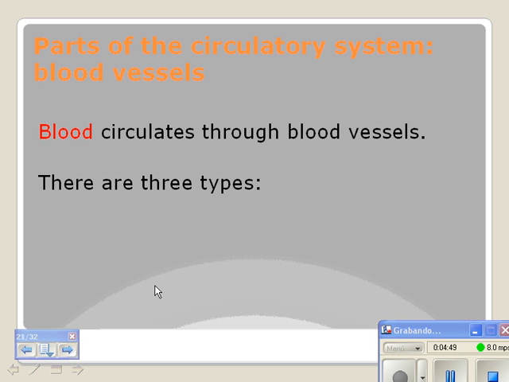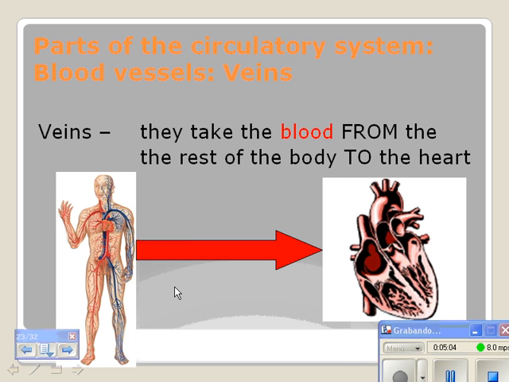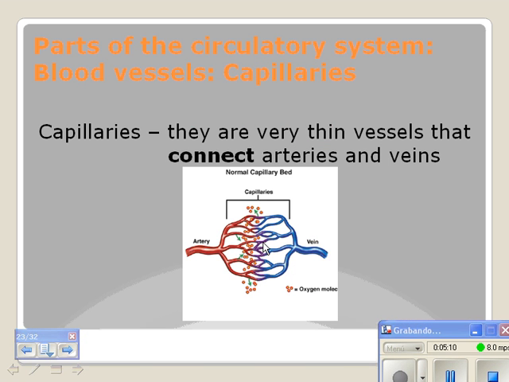Blood circulates through blood vessels, and there are 3 types. Arteries. They take the blood from the heart to the rest of the body. Veins, they take the blood from the rest of the body to the heart. And capillaries, they are very thin vessels that connect arteries and veins.